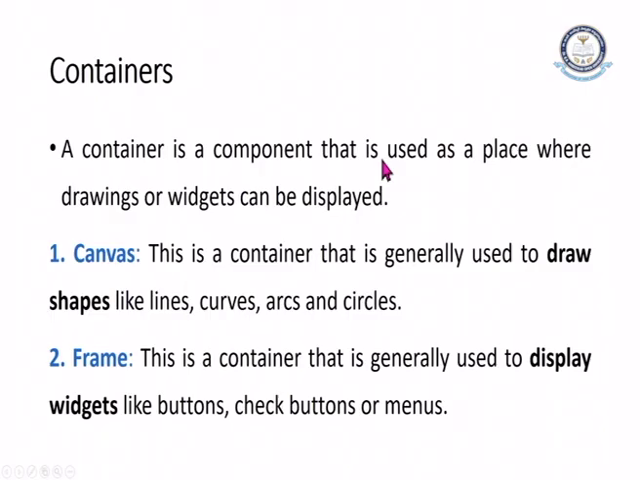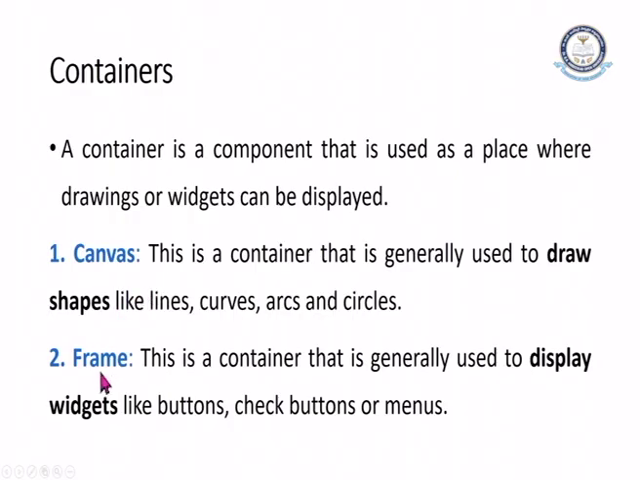Next important point in GUI programming is containers. Generally we use these containers to store the widgets. Create the container, and within that container we can create other widgets like buttons, text boxes, labels, and so on. In Python programming, mainly we have two types of containers: canvas and frame. The main important property of the canvas is that it is used to draw shapes like lines, circles, squares. If you want to draw this type of shapes, you can use the canvas container.